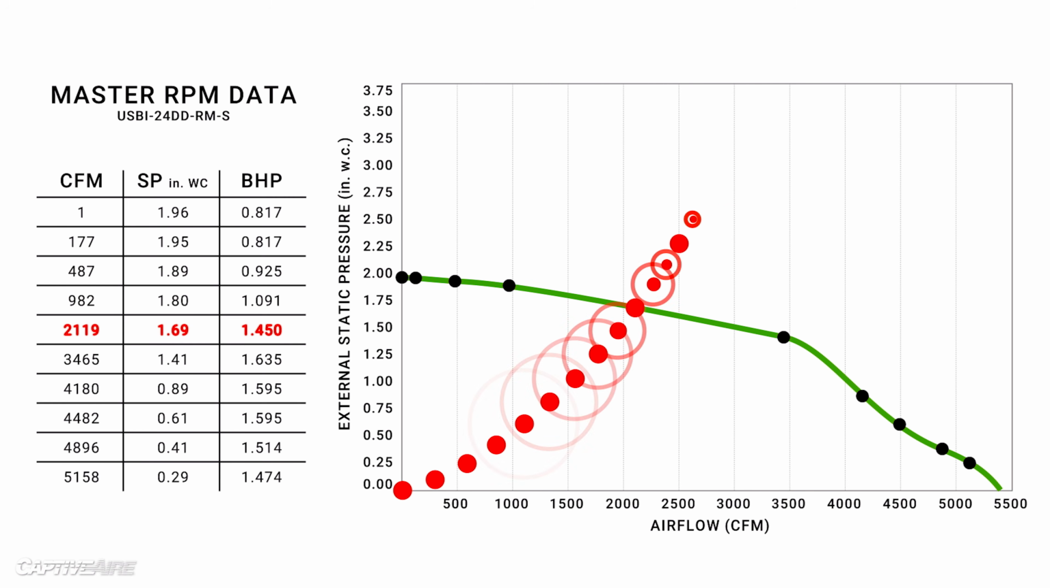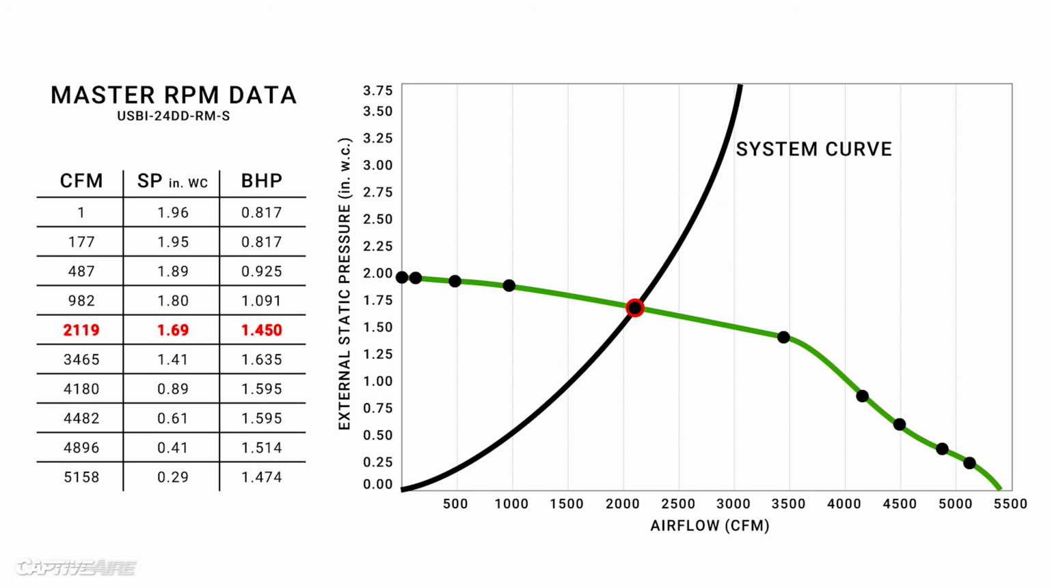We could in theory plot every possible point in the system, giving us what's called a system curve. And once that's done, you don't have to do any of the math anymore.